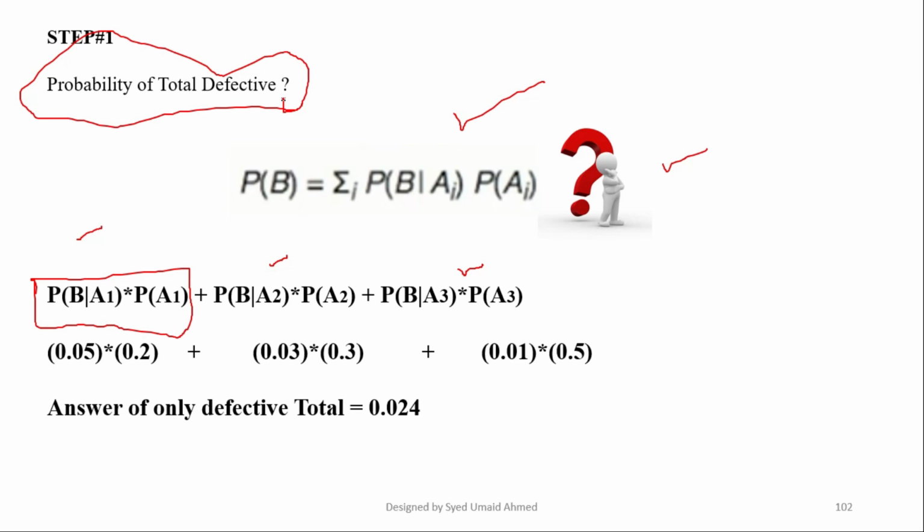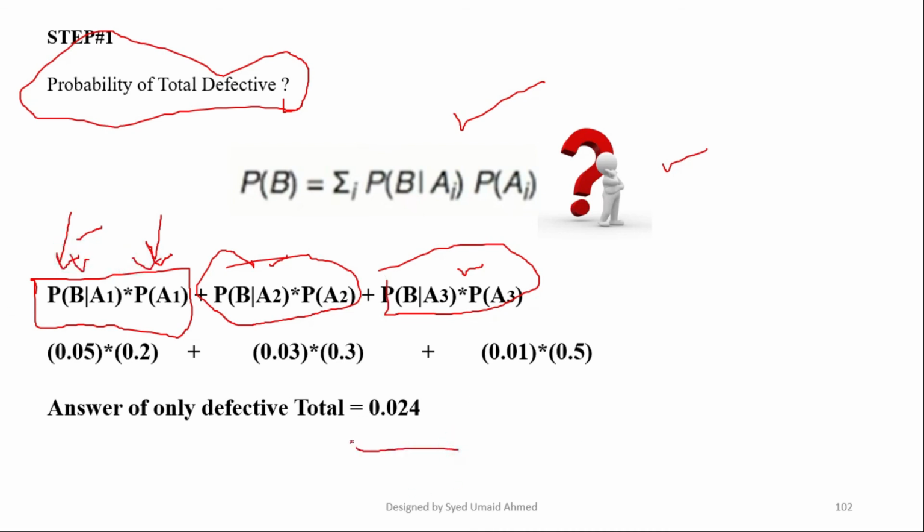What we have done? We have taken the machine A's total element multiplied by P(B|A1), meaning the item is defective given that it comes from machine A1. Then the second statement is written for machine A2. The third statement is written for machine A3. We have all these values, so we multiply and we get the total defective items, because machine A produced defective, machine B produced defective, machine C produced defective. We got the total defective, and after the total defective, let us move forward.